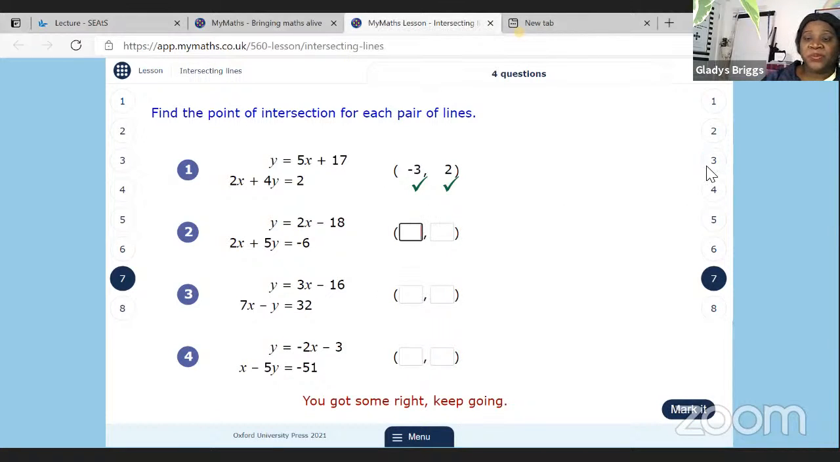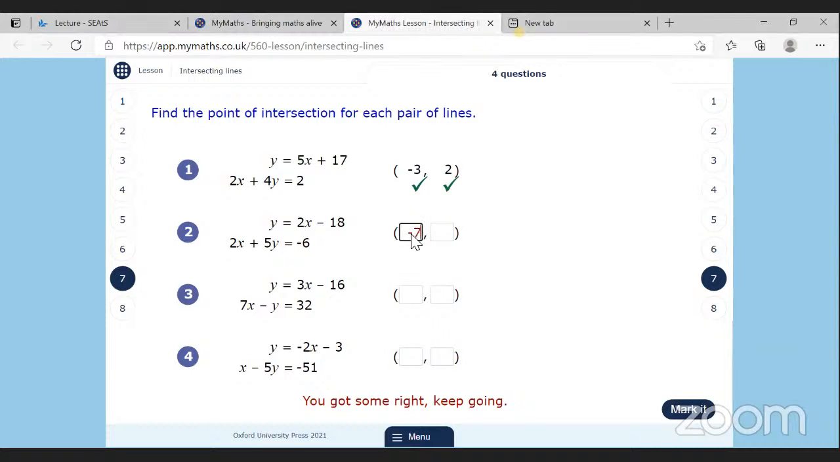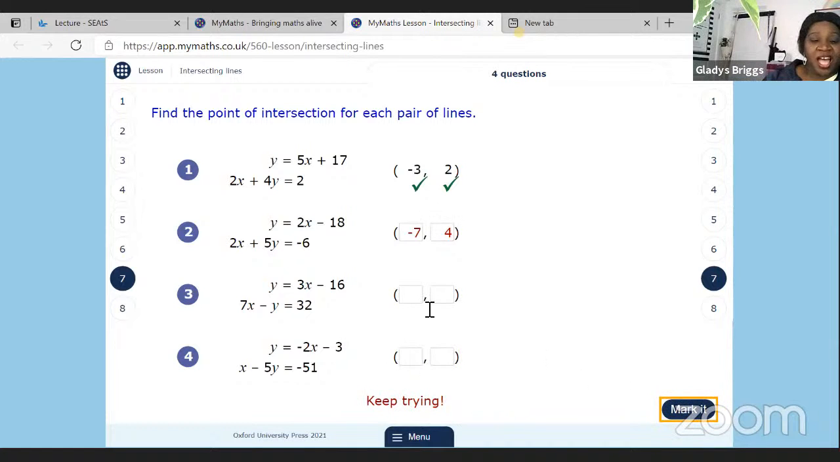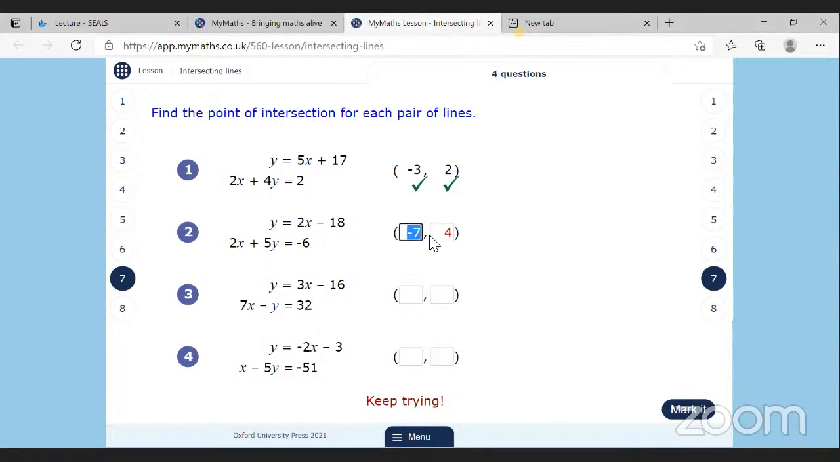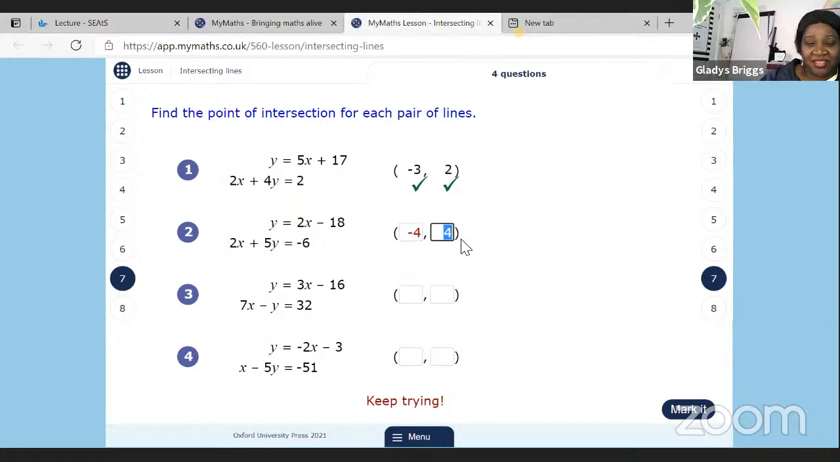Right, what did we get for this one? -7, 4. And 4. Okay, let's check. Oh, maybe there is something wrong. Yeah, let's check. -4 and +7. Oh, it looks like a rearranging formula problem.